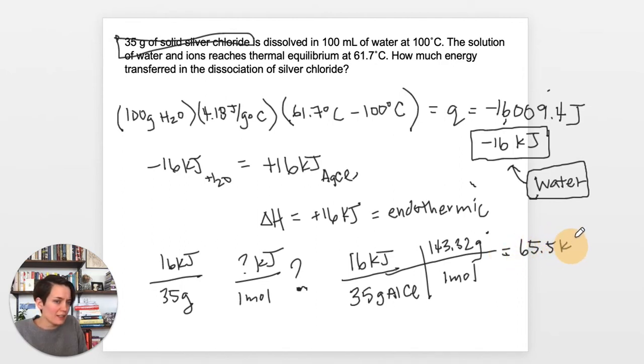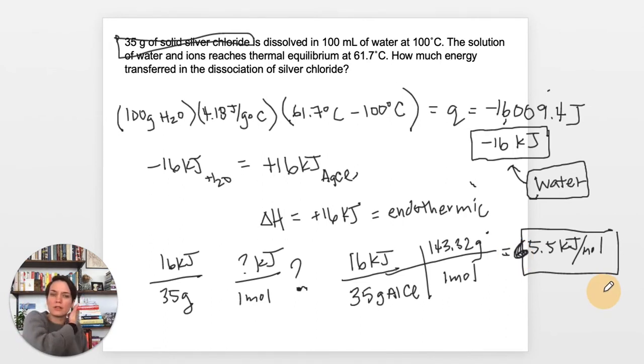That's going to give us 65.5 kilojoules per mole. All right, and that's really useful. Sorry, that's a 6. Because now, for any mass of silver chloride that we might have, we would be able to figure out the energy change associated with it.